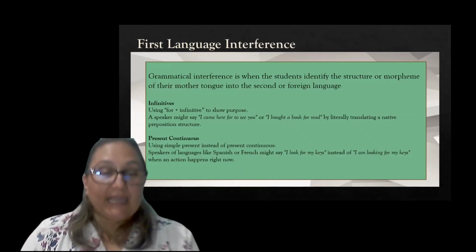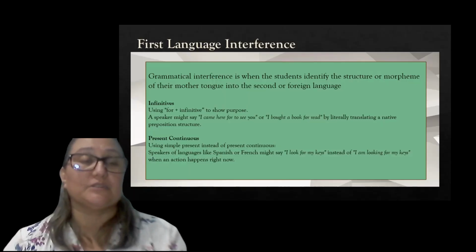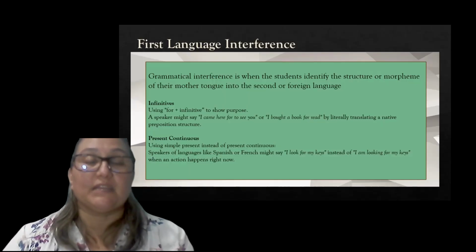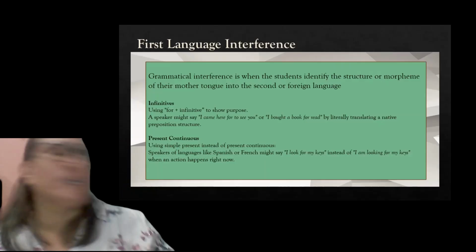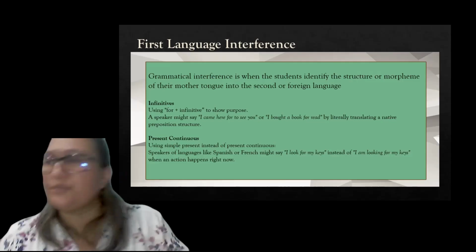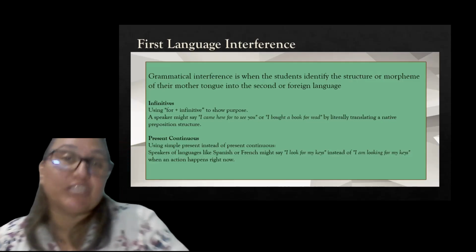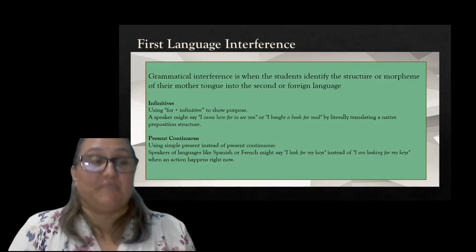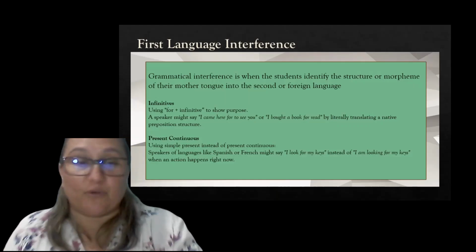Okay, and an example with present continuous: using simple present instead of present continuous. Speakers of languages like Spanish or French may say, "I look for my keys." What are you doing? "I look for my keys" instead of "I am looking for my keys," indicating a present progressive, which means they are doing an action in that moment.